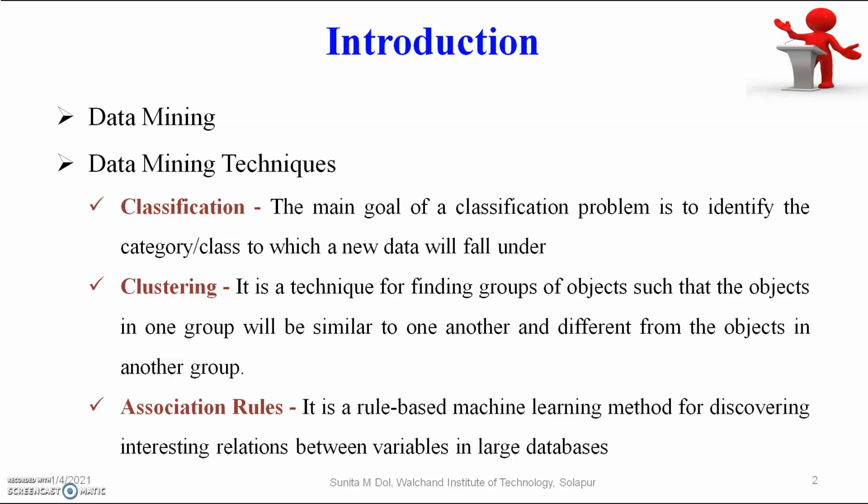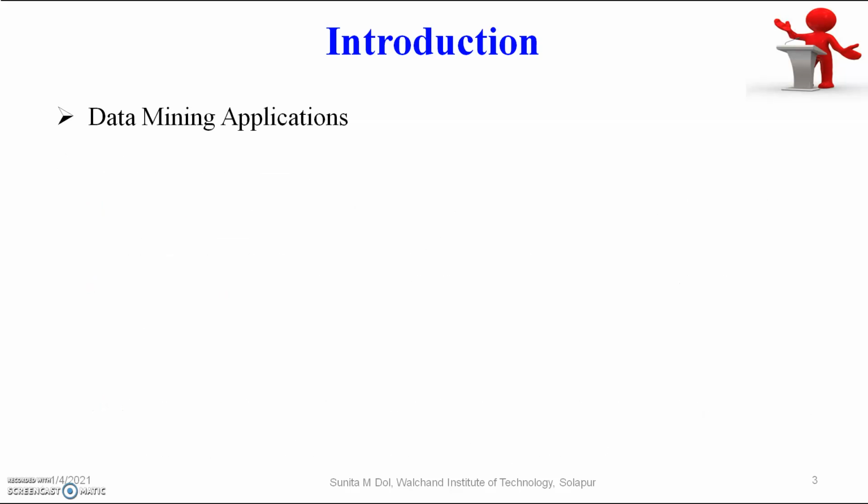Association rules: it is a rule-based machine learning method for discovering interesting relations between variables in a large database. Example: the rule butter, jam implies bread, found in the sales data of a supermarket, would indicate that if a customer buys butter and jam together, they are likely to also buy bread. Data mining is used in various applications such as banking, telecommunication industry, retail industry, DNA analysis, etc.